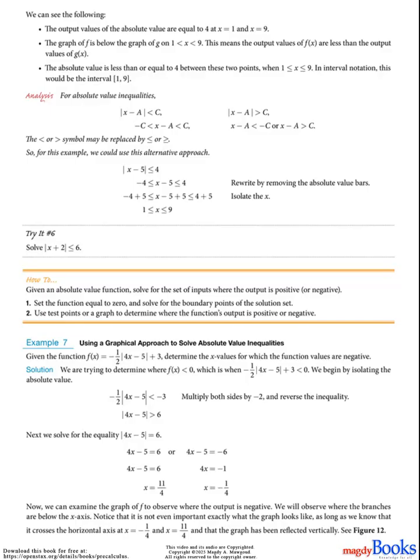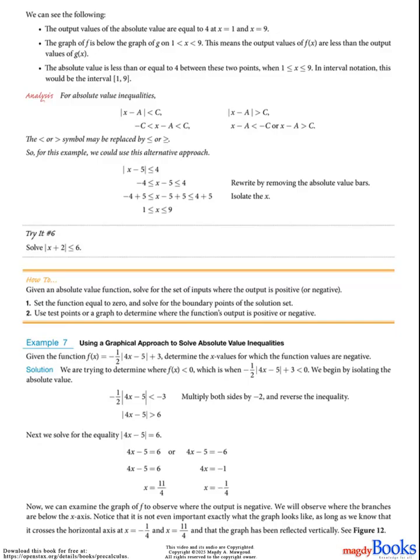So, for this example, we could use this alternative approach. The absolute value of x minus 5 is less than or equal to 4. Negative 4 is less than or equal to x minus 5 is less than or equal to 4. Rewrite by removing the absolute value bars. Negative 4 plus 5 is less than or equal to x minus 5 plus 5 is less than or equal to 4 plus 5. Isolate the x. 1 is less than or equal to x is less than or equal to 9.